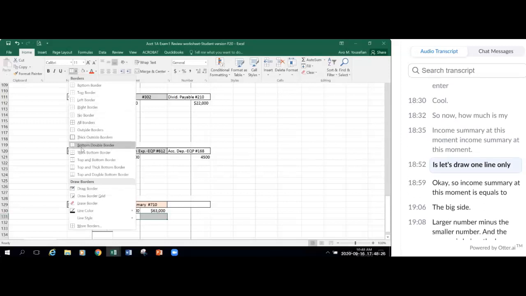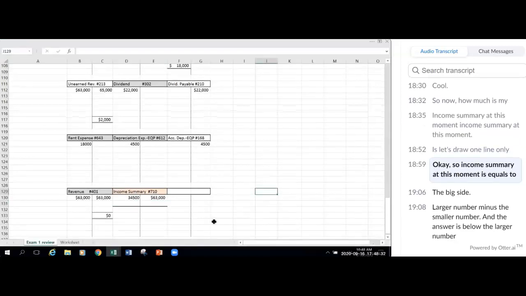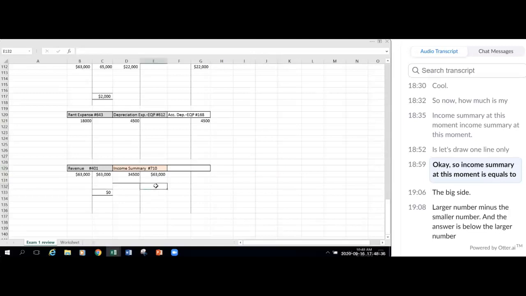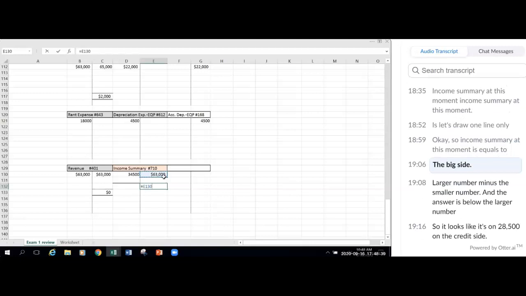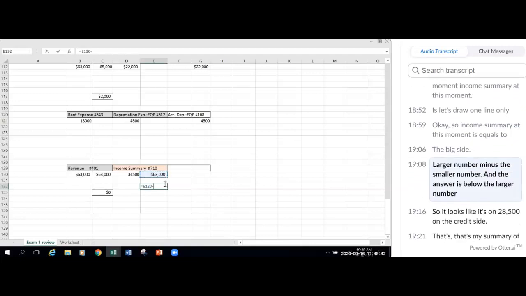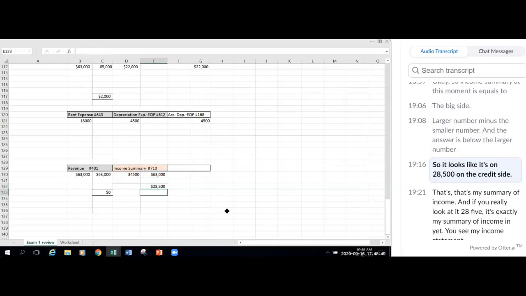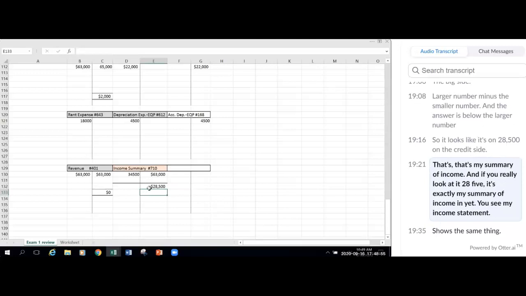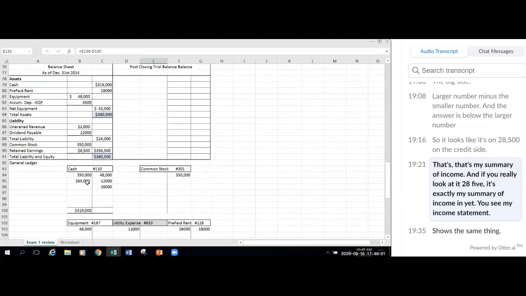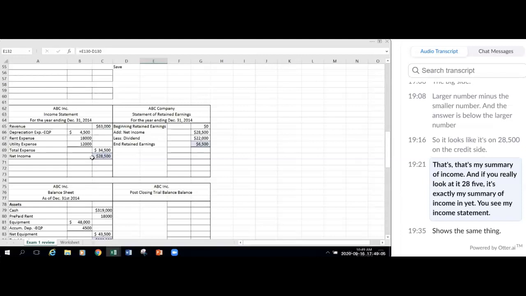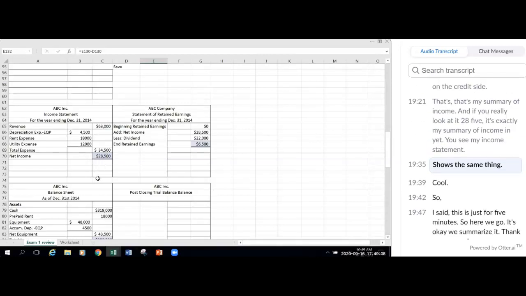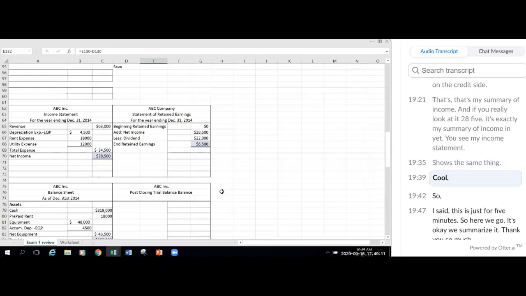Let's draw one line only. Income summary at this moment equals the bigger side, 63, the larger number, minus the smaller number, and the answer goes below the larger number. So it looks like it's 28,500 on the credit side. That's my summary of income. If you look at it, 28.5 is exactly my summary of income in my income statement. Cool.